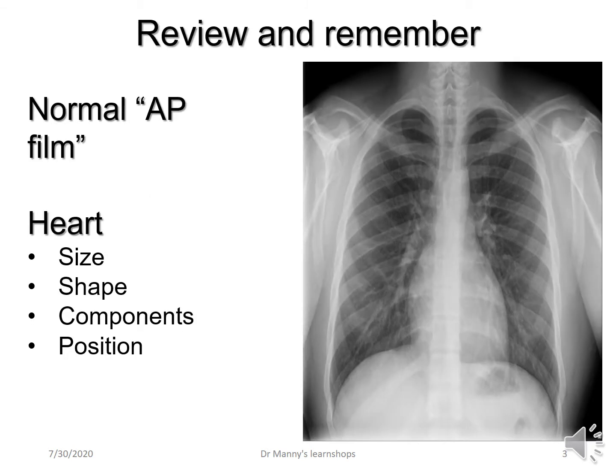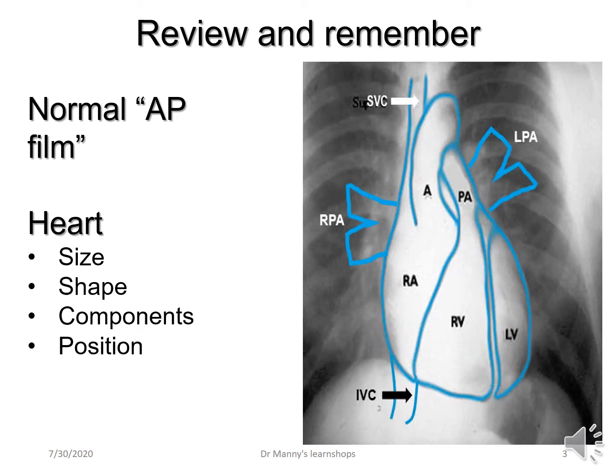Now, as always, when we review, you've got to remember. So we're looking at the heart on a normal AP film. We're looking at the heart size, shape and components and the position. The heart consists of 4 chambers, 3 of which we can see on an AP film. The RA, the right atrium, the RV, the right ventricle, and the LV, the left ventricle.